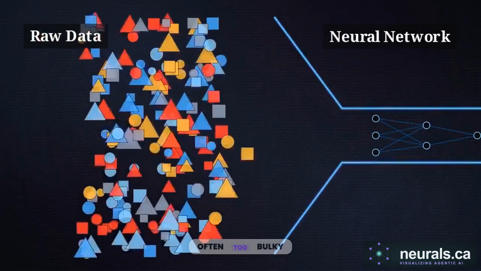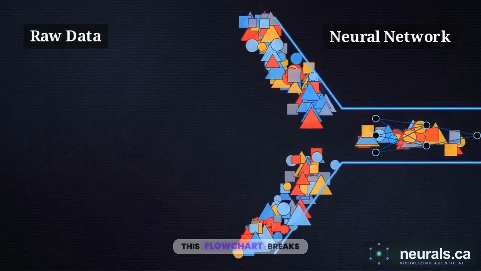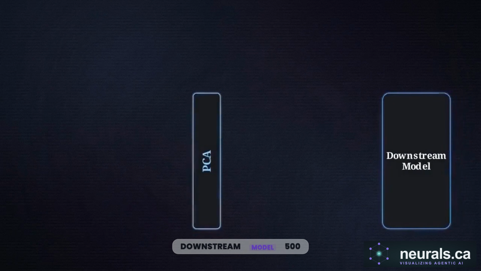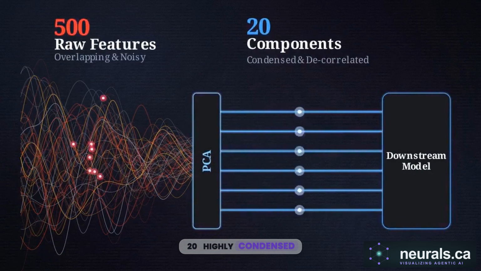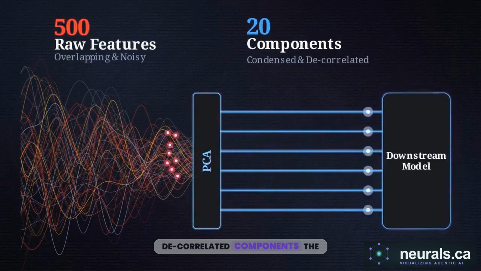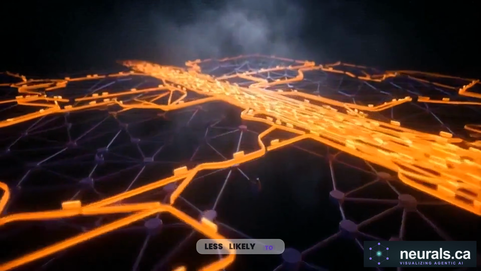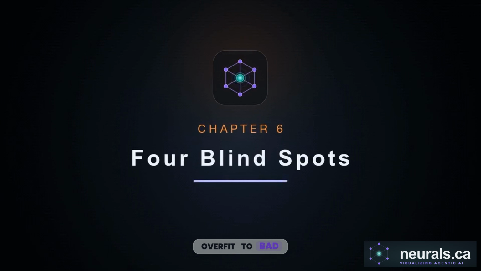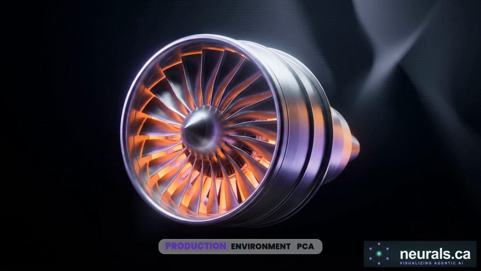Raw data is often too bulky and redundant to feed directly into a neural network. This flowchart breaks down the standard production pipeline. Instead of feeding a downstream model 500 raw, overlapping features, you feed it 20 highly condensed, decorrelated components. The model runs faster, and because the noise is gone, it is much less likely to overfit to bad data. In a production environment, PCA functions as an efficiency engine.